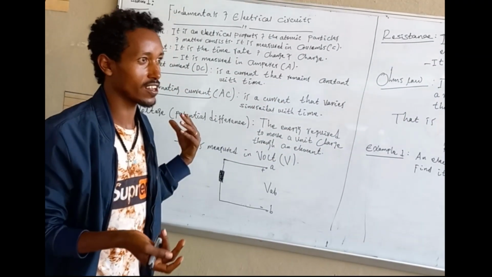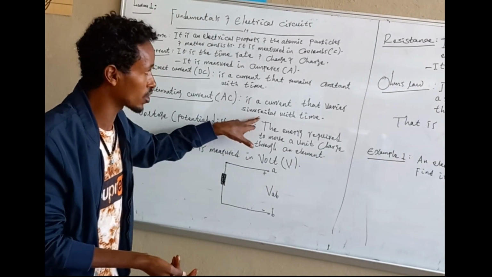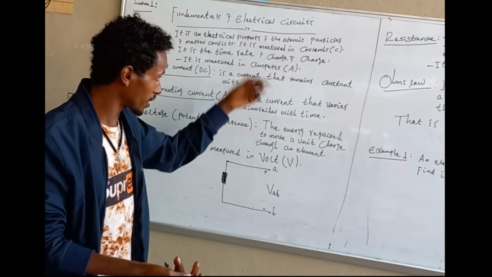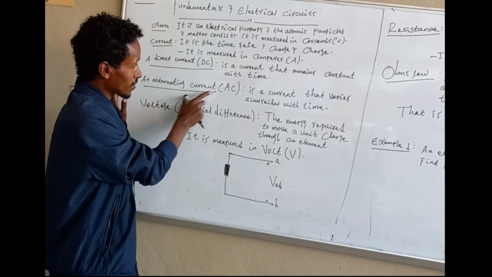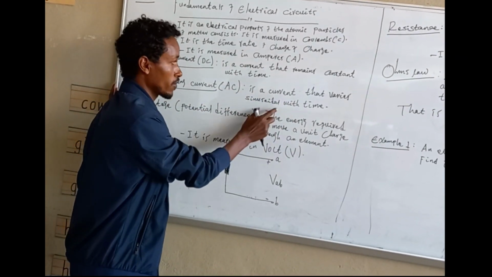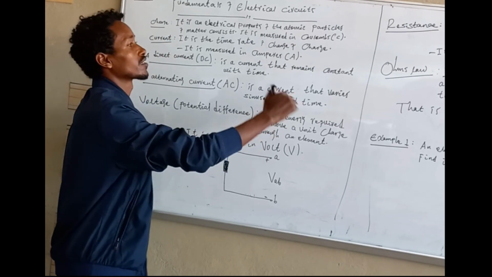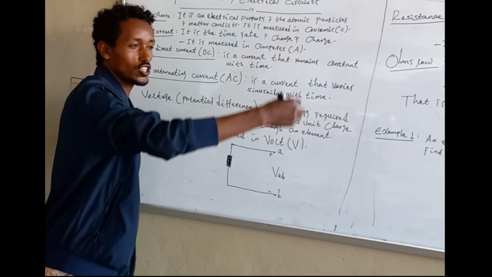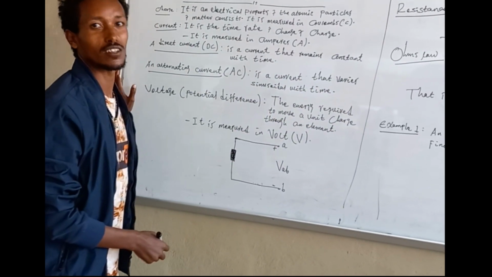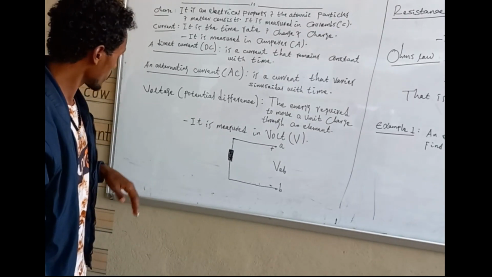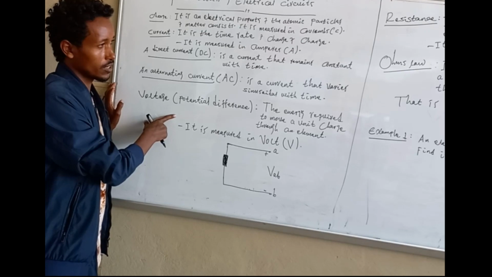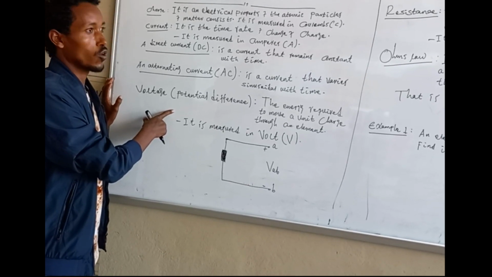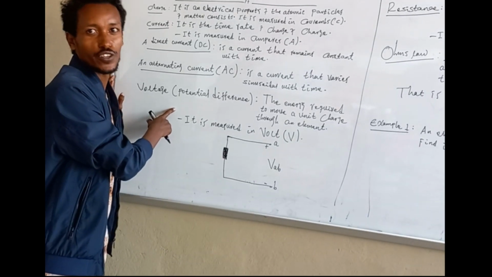Alternating current, or AC current, is a current that varies sinusoidally with time, meaning that when it varies with time as a sine function, it is alternating current. The other parameter which must be defined is voltage, or sometimes called potential difference.